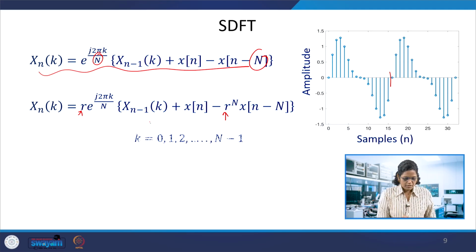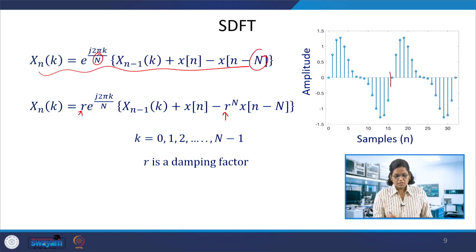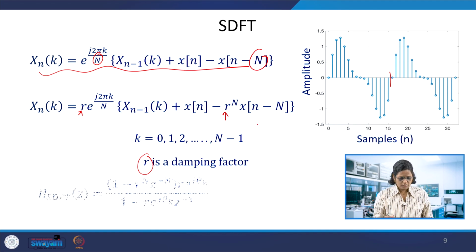The damping factor we use to have the stability of the output that we get. I'll tell you maybe in the next slide how this r is going to be helpful in stabilizing this system, this discrete system.